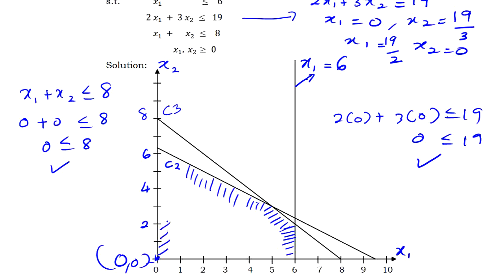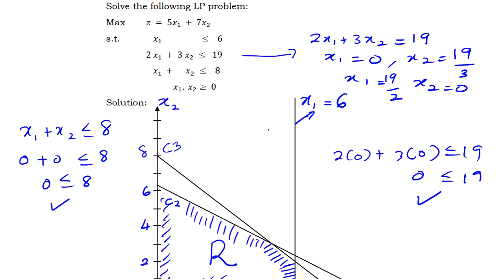And then we have the lower bound. x1 greater or equals to 0, and then x2 greater or equals to 0. So this is the feasible region. Okay. So we get the feasible region, and then we use the objective function here, z equals to 5x1 plus 7x2 to find the optimal solution.